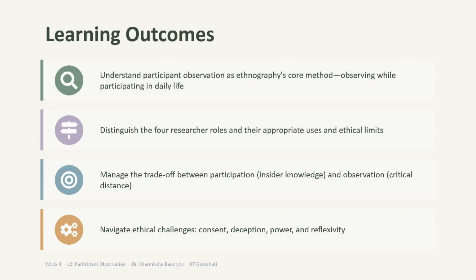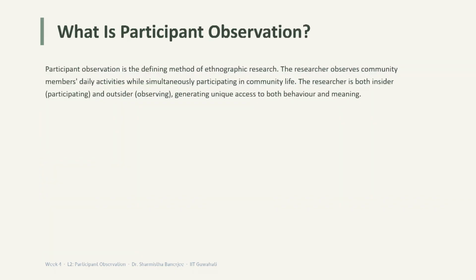We will distinguish the four researcher roles and their appropriate uses and ethical limits. We will manage the trade-off between participation, which is the insider knowledge, and observation, which is critical distance. We will also navigate ethical challenges related to consent, deception, power, and reflexivity. So let's get started. What is participant observation?